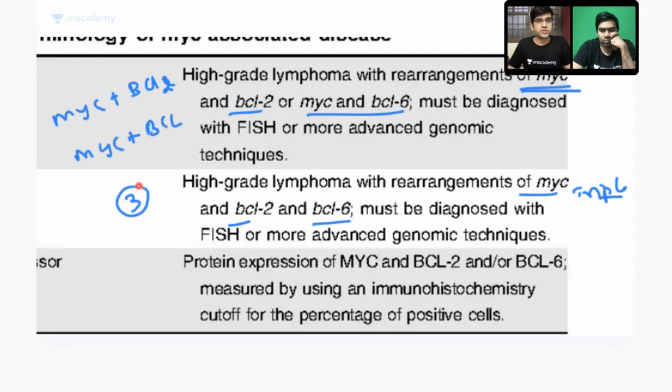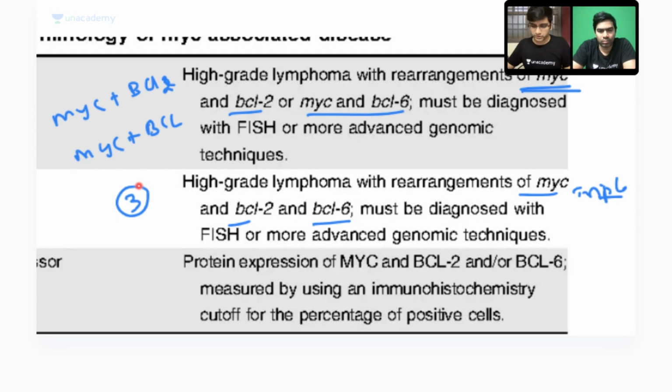Let's assume a person is not able to afford a fish, which is going to be expensive. So I need an alternative, right? I do an IHC. Just tell me one thing. If IHC is expressing, if IHC is not expressing, both of them can have a mutation, right? I can have a mutation with expression as well as no expression. Possible?